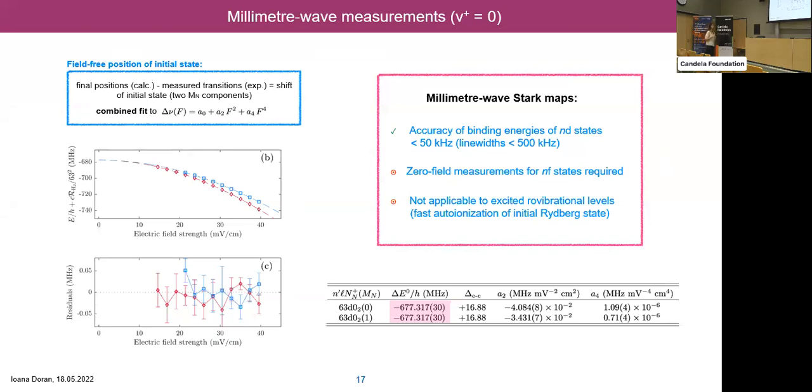Additionally, this method is not applicable to excited low vibrational levels. So if we want to determine fundamental vibrational intervals, in the end, we would need to do the same thing, but starting from a D state above the first ionization threshold. And then this will interact with the continuum, leading to lifetime broadening. So these measurements would then be lifetime limited. So we would not be able to do this.